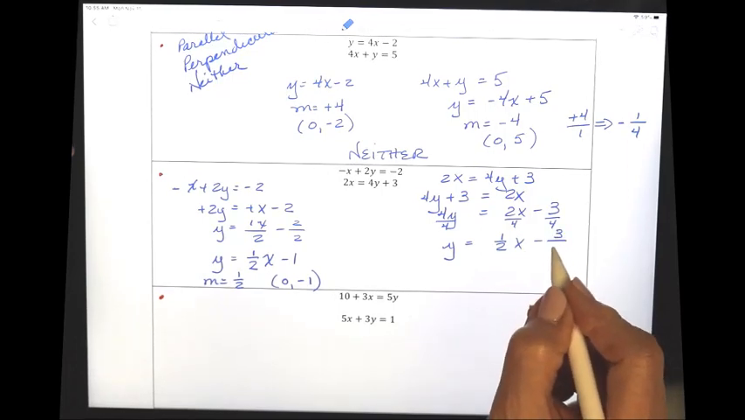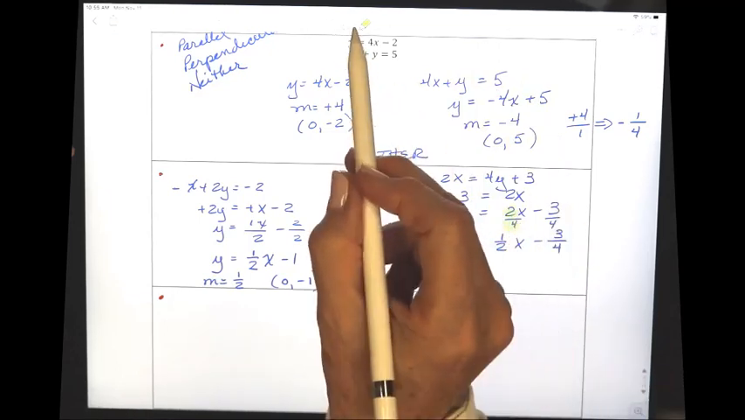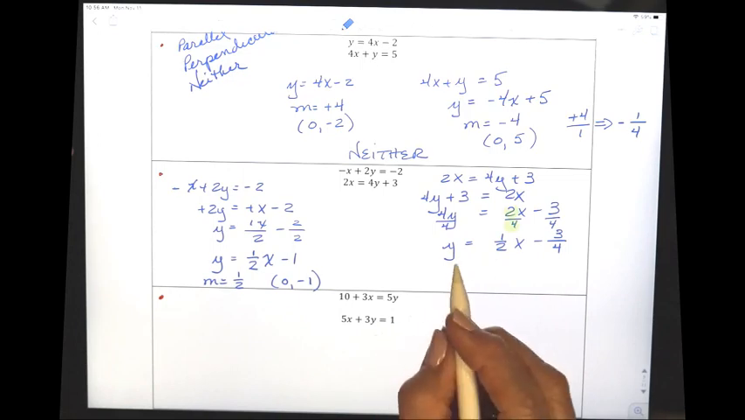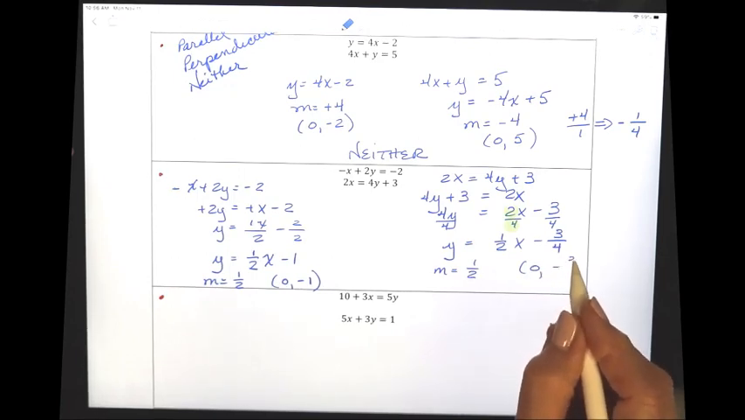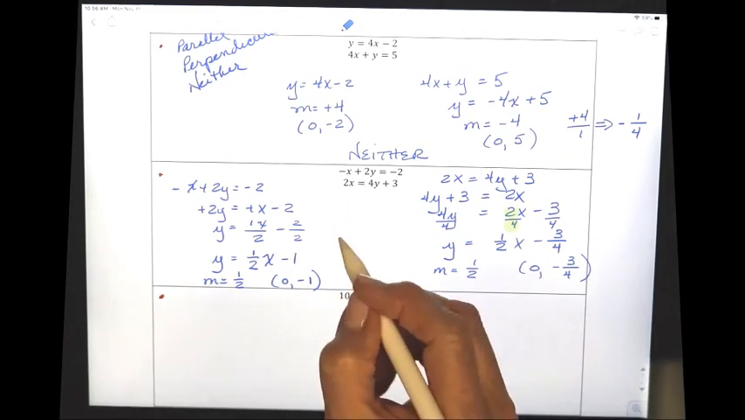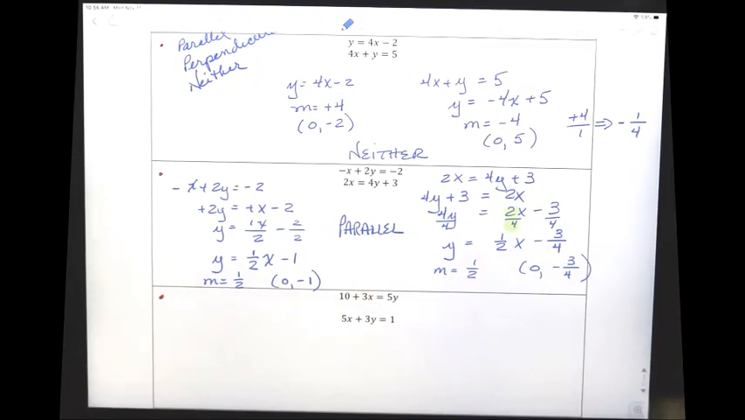And you'll notice I did something there in my head. I took this positive 2 over positive 4 and I simplified it down in its reduced form. It's equal to 1/2. All right, so I can now see that the slope of this line is 1/2. And I can see that the y-intercept is at 0, -3/4. And I believe that fits my definition for parallel. The two slopes are the same, and the y-intercepts are different. So I'm going to choose the fact that these two lines are parallel.